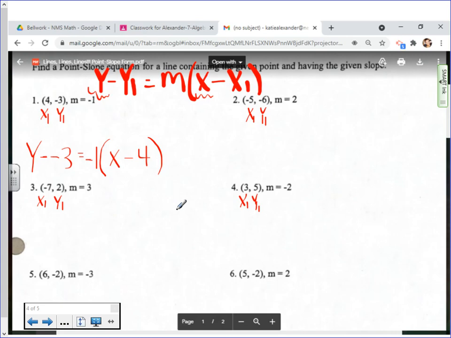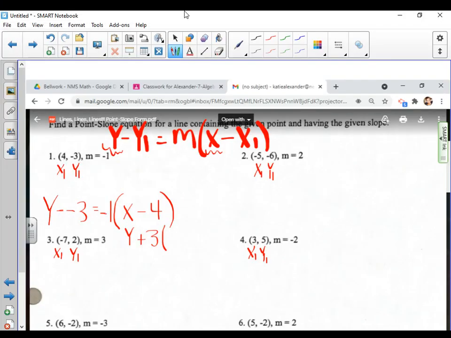This is now in point slope form, but there's one thing that needs to be simplified. When you have 2 negatives like this, I have Y minus -3. That is the same thing as what? Make a positive. So this is the same thing as saying Y plus 3. We change those 2 negatives to a positive. Oh, I messed up. I need to erase. Hold on. Equals -1 times X minus 4.